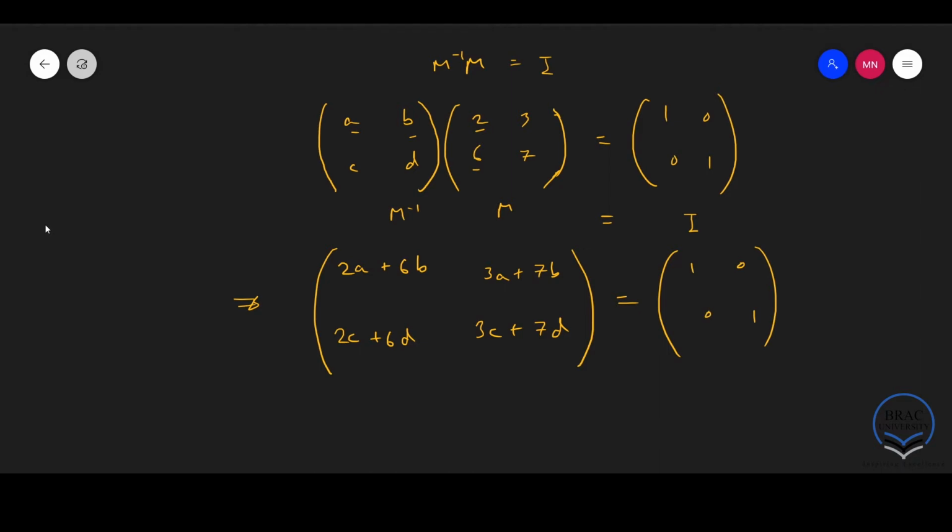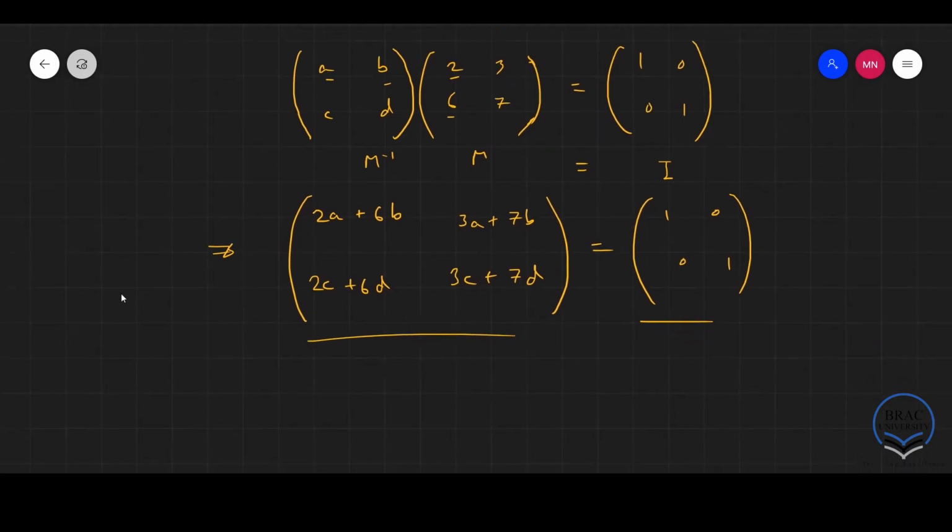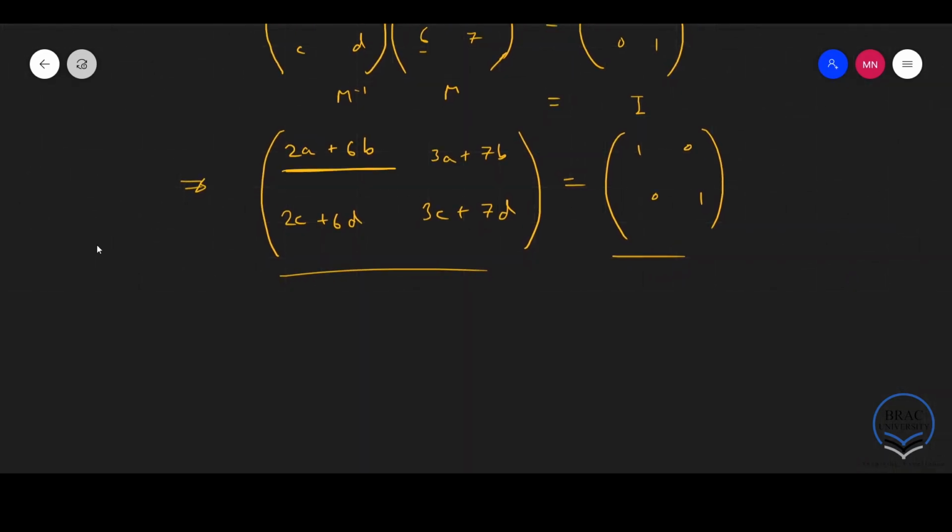Right? So what can I do now? I have a 2 by 2 matrix on the left and a 2 by 2 matrix on the right-hand side. And these two matrices are supposed to be equal. That means we can just equate the corresponding entries, right? So I will have 2A plus 6B equal to 1. And then I will have 3A plus 7B equal to 0.